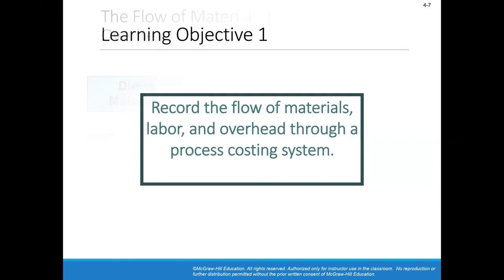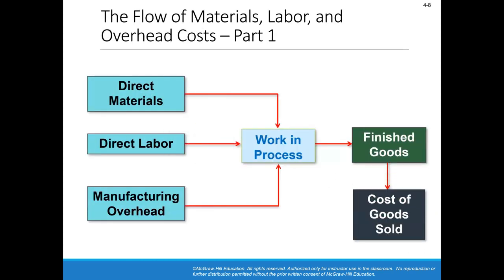All right, so let's go through the flow of the cost again. So remember those three buckets: direct material, direct labor, manufacturing overhead. They're still moving into work in process. The work in process will come out and go to finished goods because we'll have a finished product at the end. And then if it's sold, it's going to go to cost of goods sold. So that's all the same. Nothing's changed.